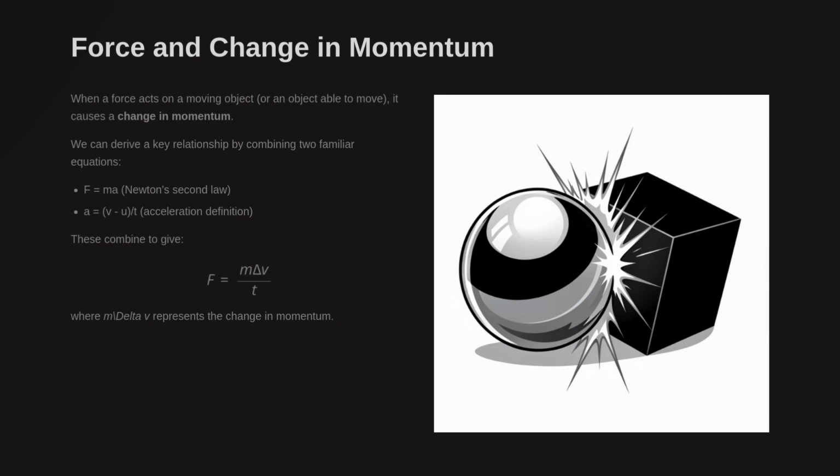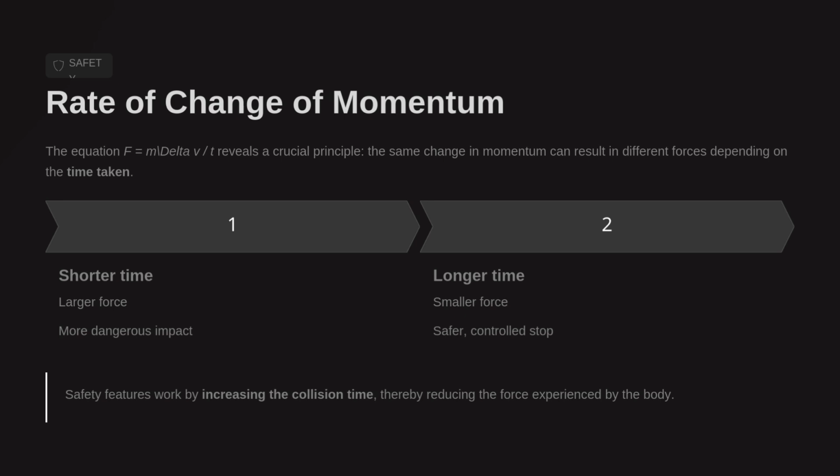Now going on to force and change in momentum, as we can see, we've got the diagram, where force is equal to ma, which is Newton's second law, and a is going to be (v minus u) over t, which is acceleration. So when a force acts on a moving object or an object able to move, it causes a change in momentum. Now the rate of change in momentum depends on the shorter time and the longer time. It's all in front of us what we need to do.